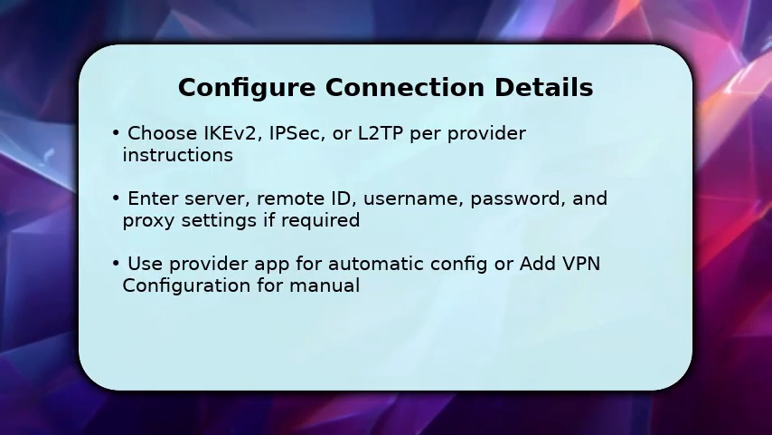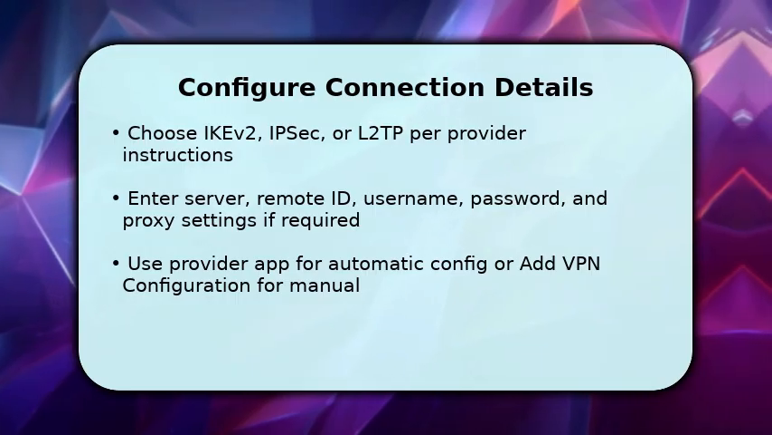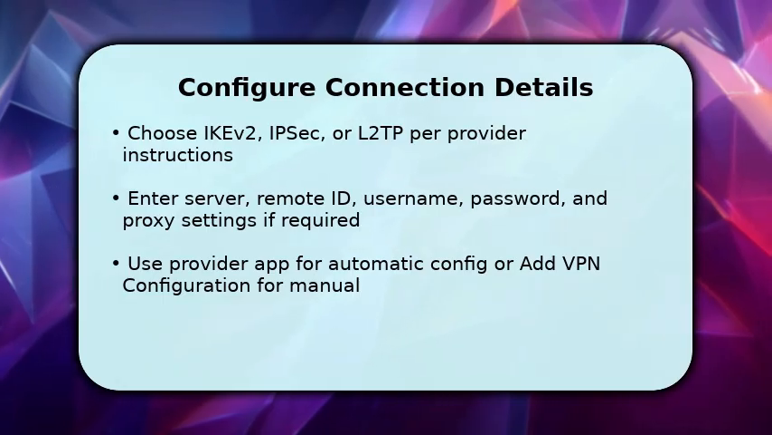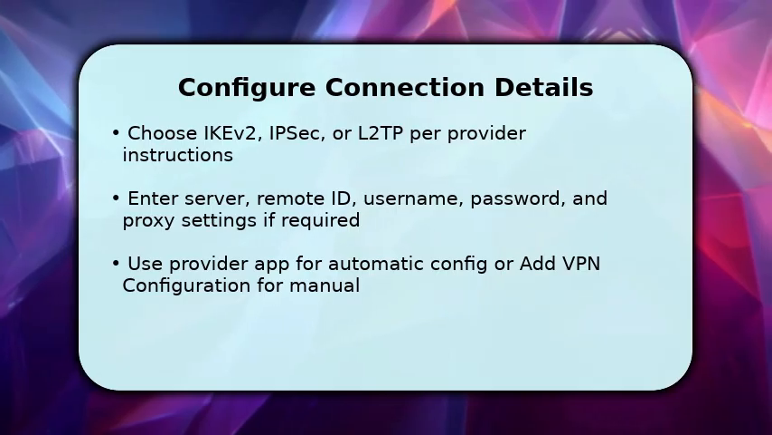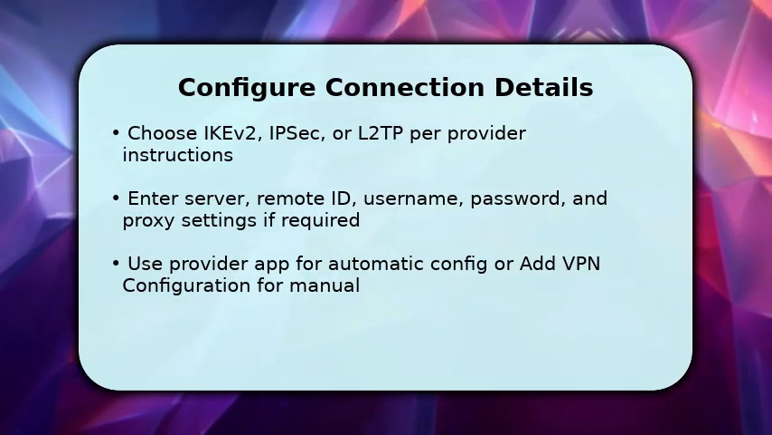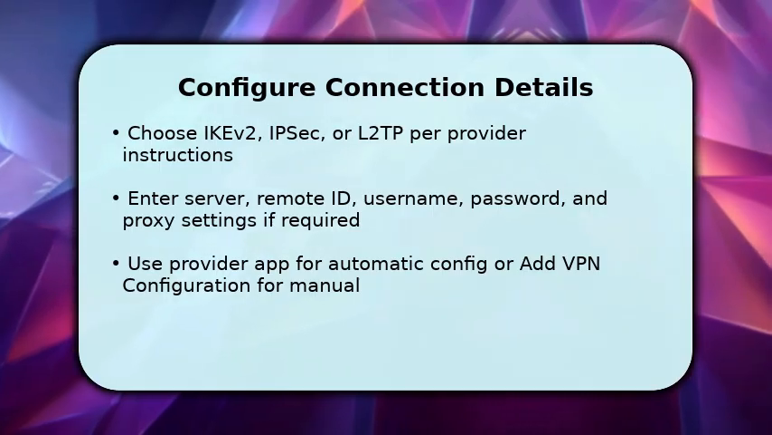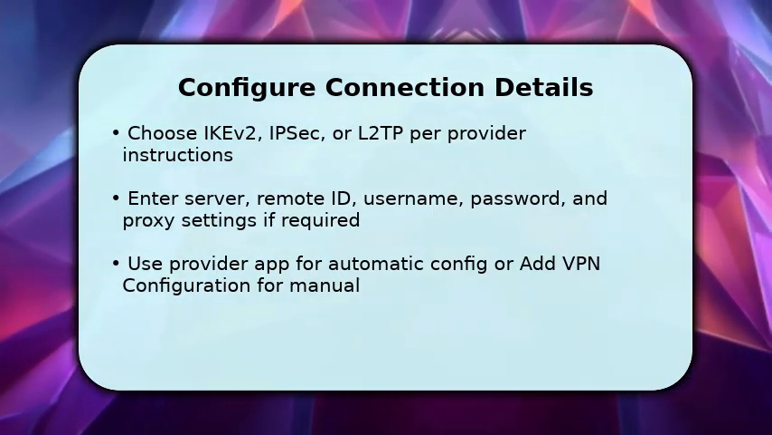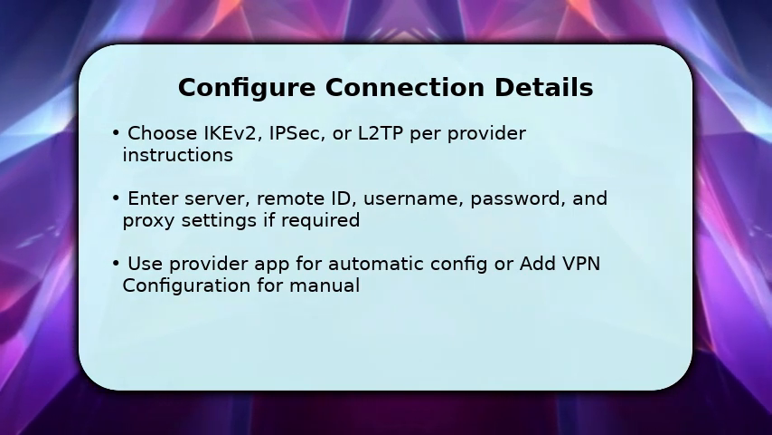Tap Add VPN configuration and select the protocol your provider recommends, IKEv2 for stability, IPsec for broad compatibility, or L2TP if specified. Then input server address, remote ID, and your username and password. Include proxy or secret keys only if required. Once entered, save the profile. Using the provider app often automates this and imports settings, which is why it's faster and reduces manual errors. Make sure certificates are trusted.